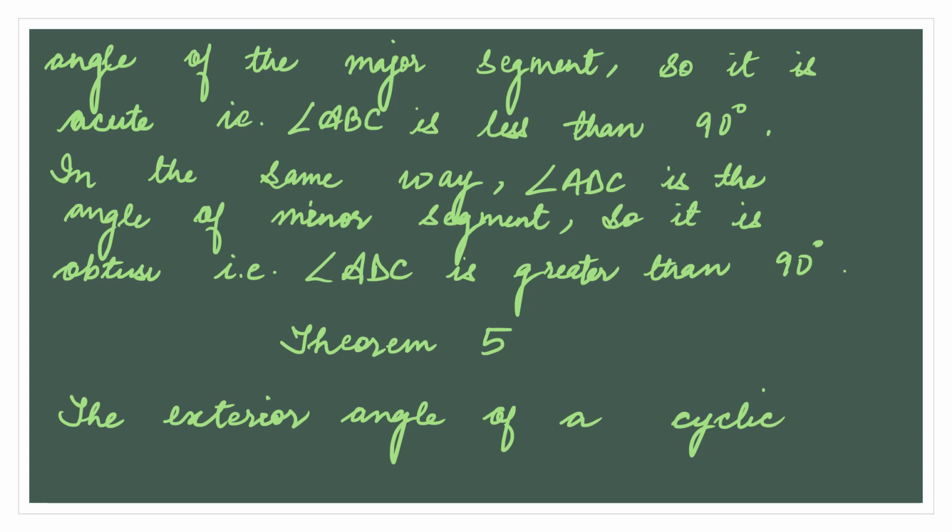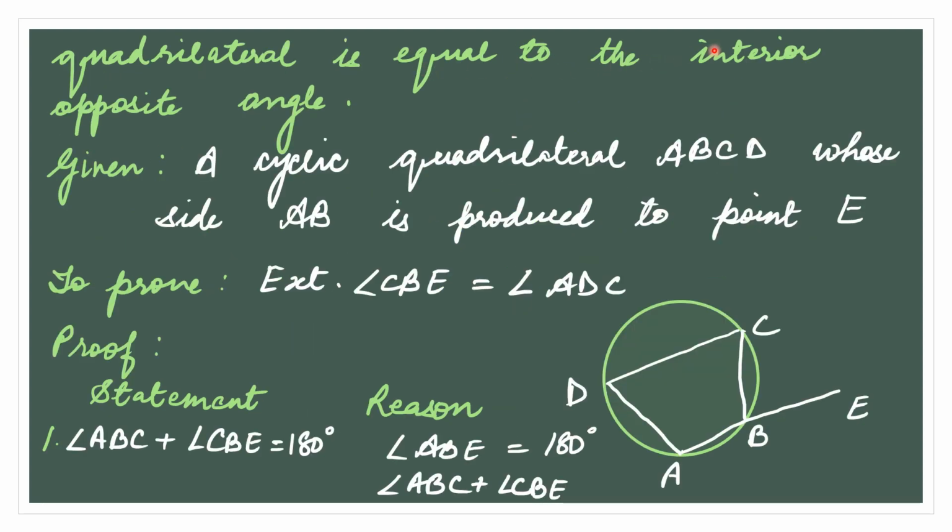The exterior angle of a cyclic quadrilateral is equal to the interior opposite angle. Given a cyclic quadrilateral ABCD whose side AB is produced to point E. To prove: exterior angle CBE is equal to angle ADC.